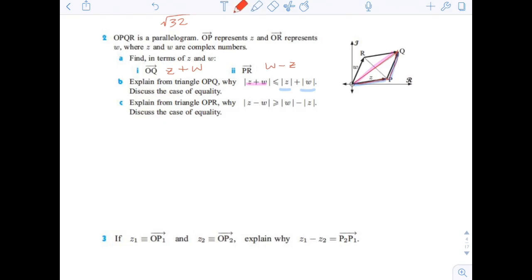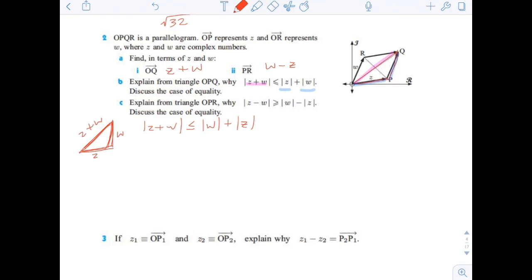Okay, so let's take a look at this triangle. So we have this triangle, and not the hypotenuse, because it's not a right triangle, but the long edge is Z plus W, and the short edges are Z and W. So remember, there's a property of triangles that any two sides of a triangle added together are longer than the third side. So since this is a triangle, that's why we can say that the third side is less than or equal to the two other sides added together, right?